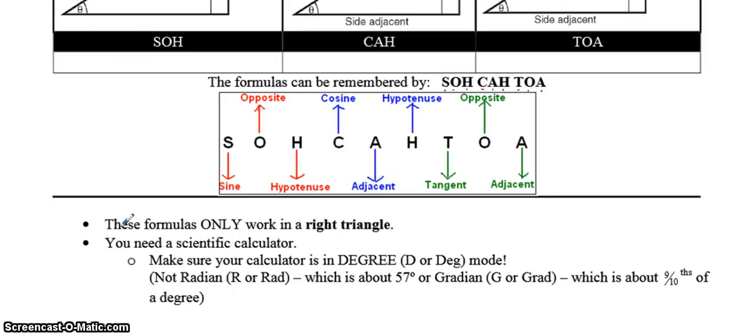So remember, these formulas only work in a right angled triangle, and you have to have a scientific calculator that has the sine, cos, and tan buttons on it, and you have to be working in degree mode. So hopefully this explained those sheets a little bit better than you might have understood them before, and now what you're going to do is watch the next video, which is solving for sides using SOHCAHTOA.